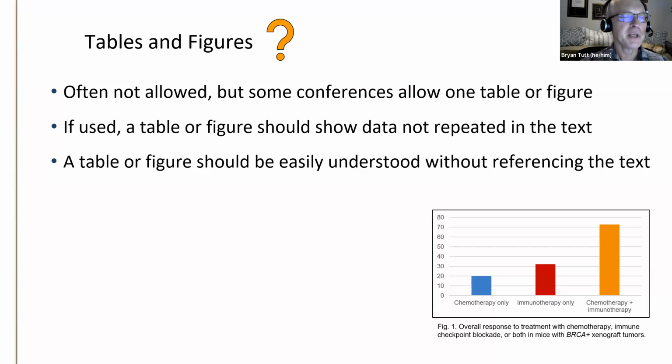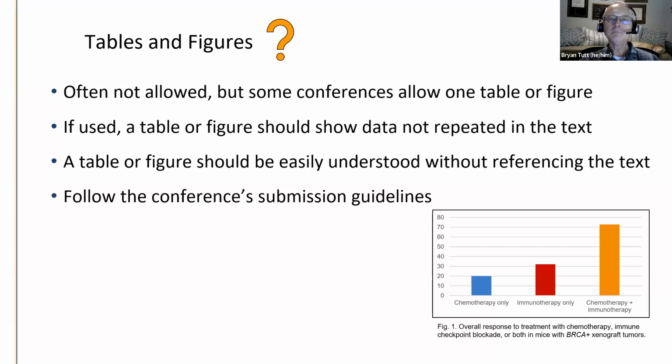And the figure or table should be easily understood without referencing the text. Remember, readers' eyes are going to be drawn to the figure first. So you want to make sure that they can get a clear idea of what's going on in the figure without having to look back at your text to understand abbreviations given or something like that. And of course, you should follow the conference's submission guidelines, particularly for figures if there's a particular file type they want. The guidelines will also tell you how your table or figure is going to count towards their length requirements.